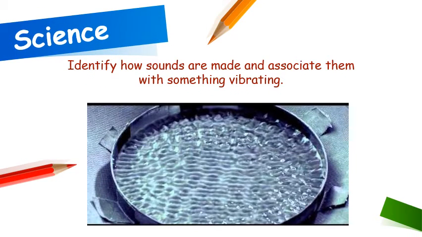We will be trying to identify how sounds are made and associating the way that sounds are made with something vibrating. So as you can see from my picture, this is actually a pan of water that's been sat on top of an analogue speaker, and the ripples that are being made in the water is from the vibrations that are happening within the speaker as it generates sound.